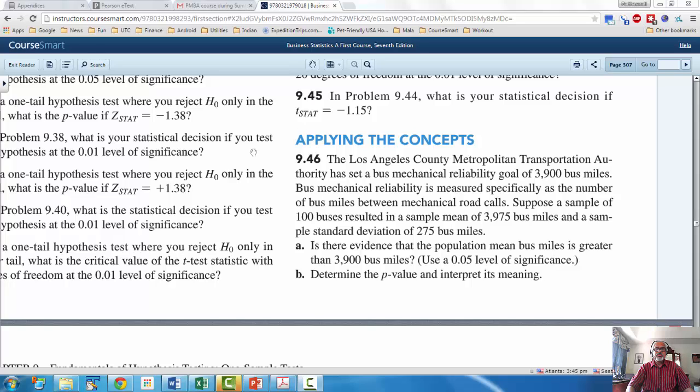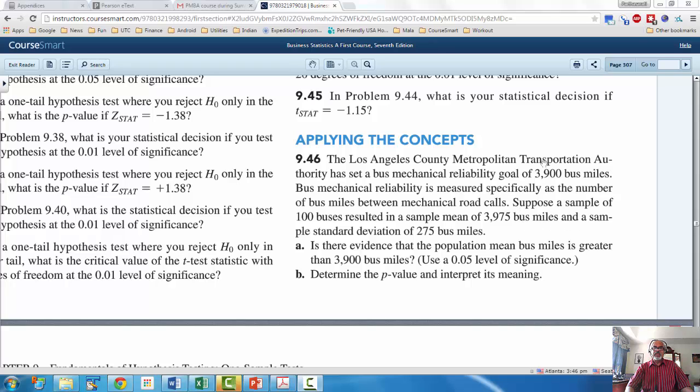Now we're going to use problem number 9.46 for this one-tail example. The Los Angeles Transportation Authority has a mechanical reliability goal of 3,900 bus miles. Bus mechanical reliability is measured specifically as the number of bus miles between mechanical road calls. Suppose a sample of 100 buses resulted in a sample mean of 3,975 bus miles.